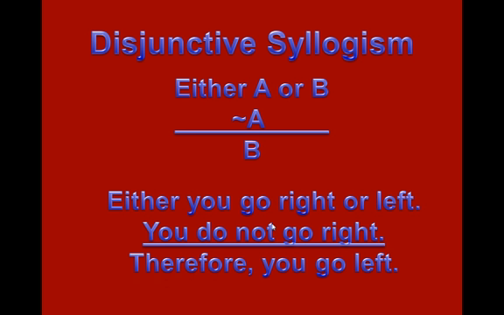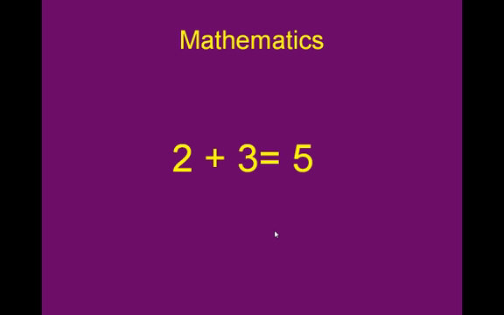The third syllogism is disjunctive syllogism. There are 2 categories, A and B. You deny one and then claim the second in the conclusion. Either you go left or right. You do not go right, therefore you go left.